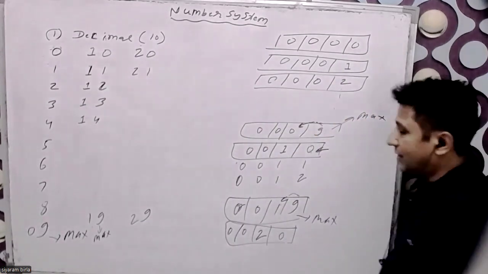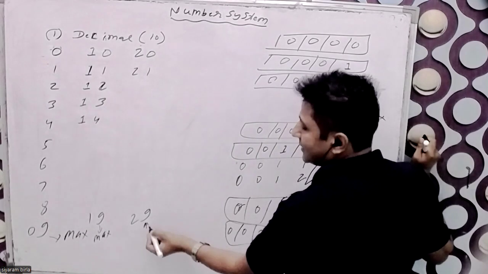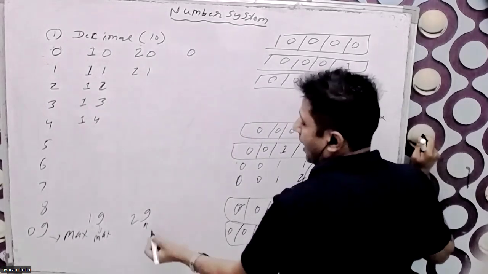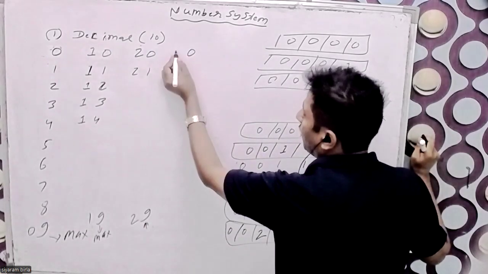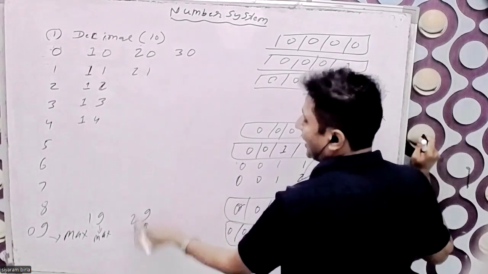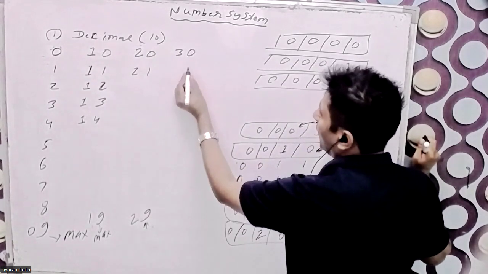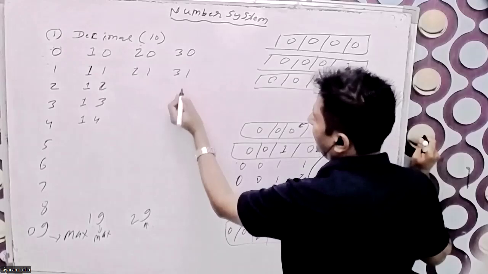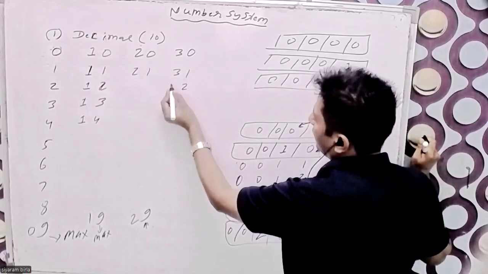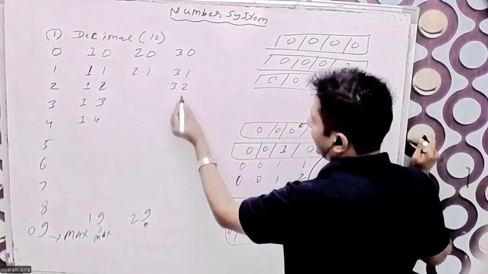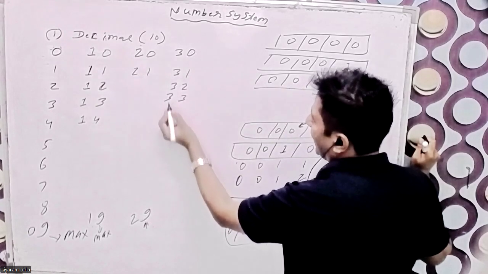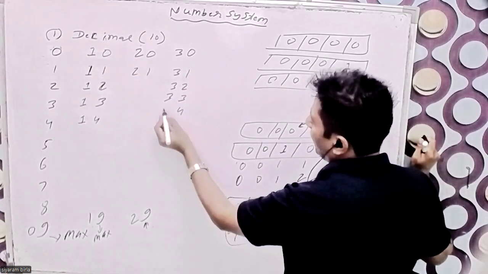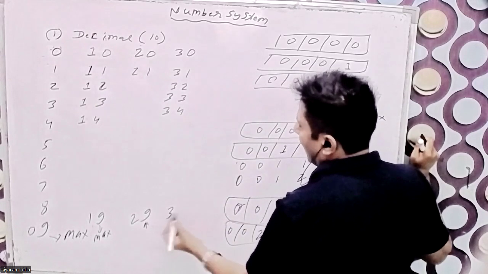And after that, this digit cannot increase. So it will become 0, and the next digit will increase by 1. So 2 becomes 3. And onwards, it is 1, it is 3, increased by 1, so 3 stays as it is. The next digit is increased by 1, and the next digit stays as it is, like that.